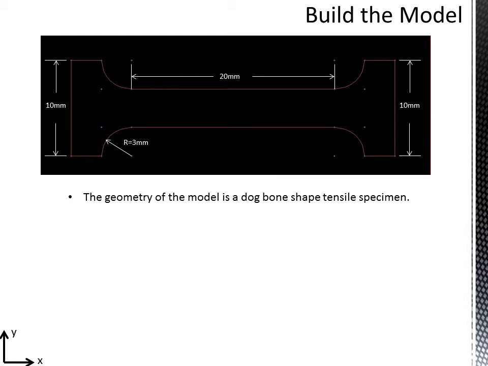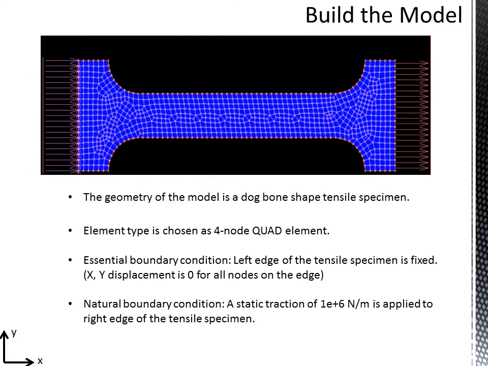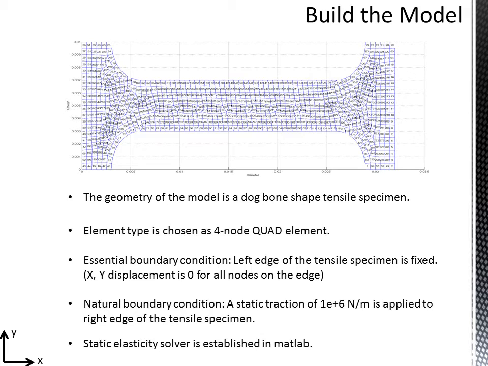To make a static simulation of a tensile test, first we build the geometry of a tensile specimen and then mesh it with a 4-node quadrilateral element. The boundary condition in this case will be all the nodes on the left edge are fixed and all the nodes on the right edge have an applied load of 10^6 Newton per meter. Finally, we output those node connectivity and material properties into my MATLAB solver to solve the problem.